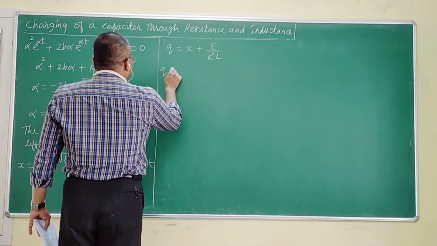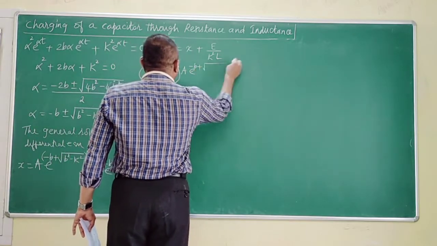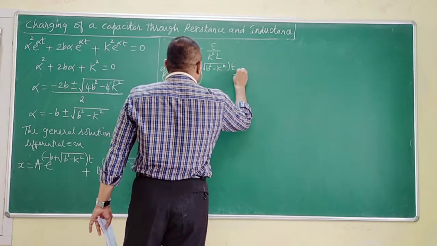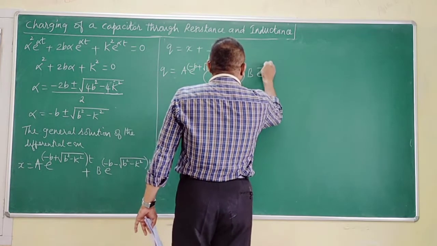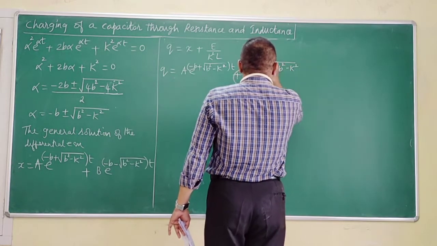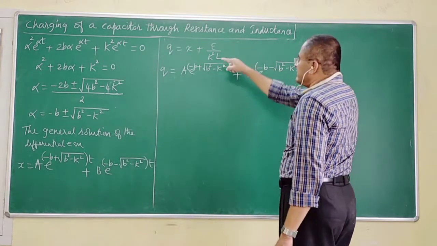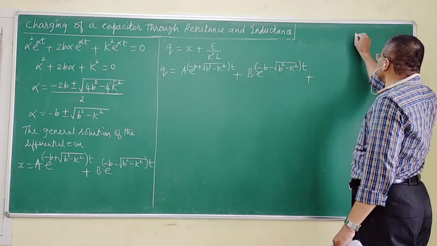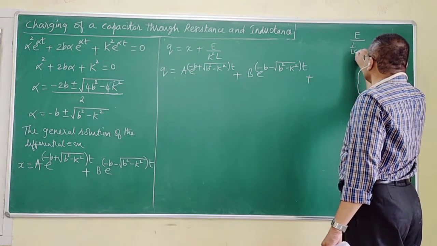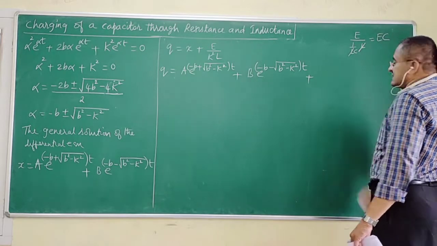q is equal to x, I will substitute minus b plus root of b squared minus k squared into t, plus B into e power minus b minus root of b squared minus k squared into t. See, I will modify this separately. I will tell you what it is. E k square is 1 upon LC. Okay, k square is 1 upon LC. So L goes off. This gives me EC.